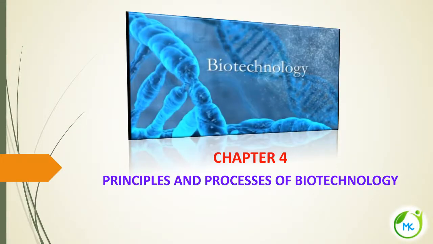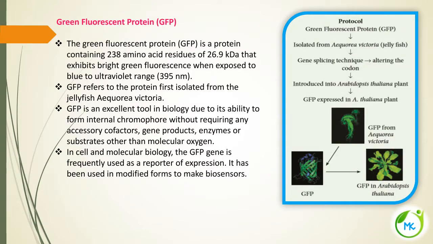In this class we shall see 12th standard Botany, chapter 4, Principles and Processes of Biotechnology. The next topic of this chapter we are going to see is green fluorescent protein. In the previous part of the video we have seen some of the products of biotechnology. So in this class we shall see about green fluorescent protein.